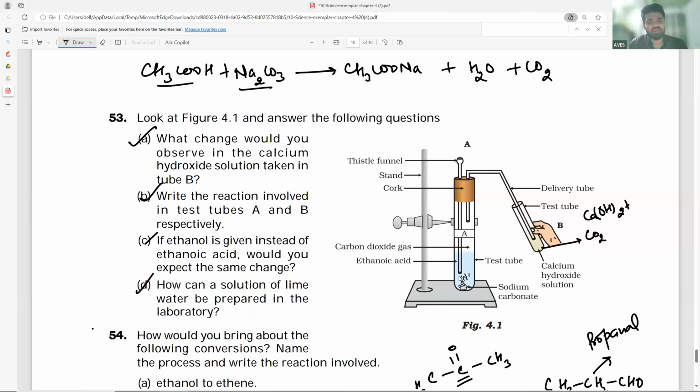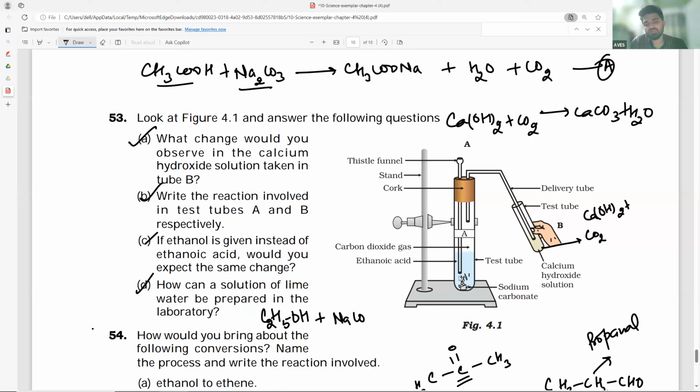Write the chemical reactions involved in test tube A and test tube B. We have written the reaction in test tube A, and in test tube B, calcium hydroxide reacts with carbon dioxide to give CaCO3 plus water. If ethanol is given instead of ethanoic acid, would there be a change? No, because C2H5OH will not react with sodium carbonate. No reaction will take place. This is also a test for ethanol and carboxylic acid. They both are colorless, but when carboxylic acid reacts with sodium carbonate or a metal carbonate, it gives carbon dioxide, but ethanol will not react.